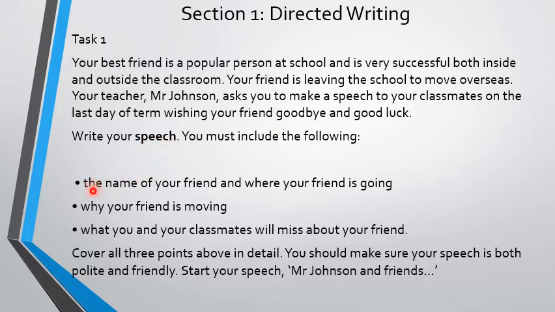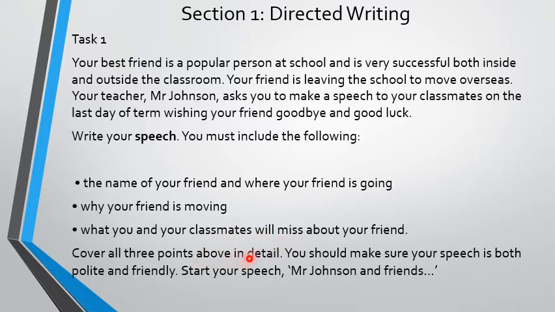Now these are the three rubrics which we'll be focusing on for writing this speech. First of all, you will be telling the name of your friend and where your friend is going. And then in the second paragraph, you're going to tell why your friend is going. It is because of his admission somewhere, or because his father has shifted his business, or the family is moving, whatever suitable reason you are going to give here. And at the end, you are going to tell what you and your classmates will miss about your friend.